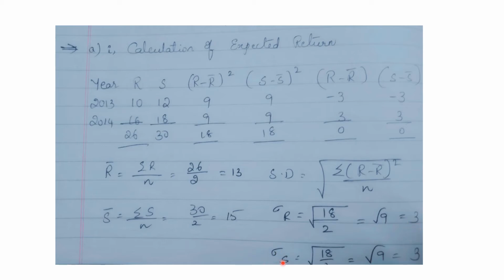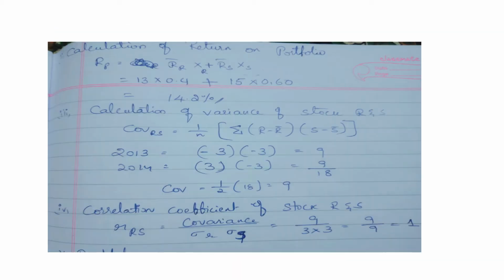So same way, find out the standard deviation of s, that is equal to root of summation of (s minus s bar) the whole square upon n. So that summation of (s minus s bar) the whole square is 18. So root of 18 by 2 is equal to root 9, that comes to 3.